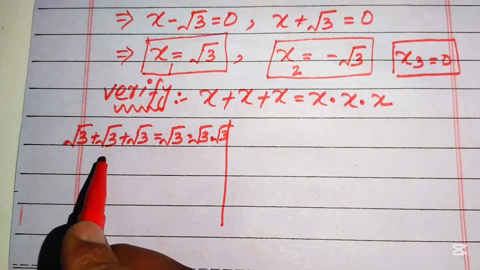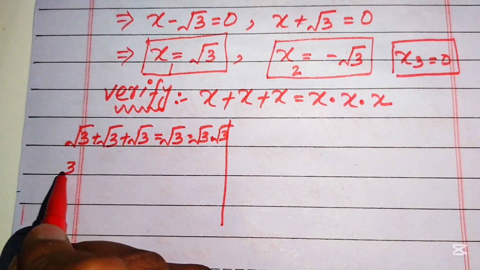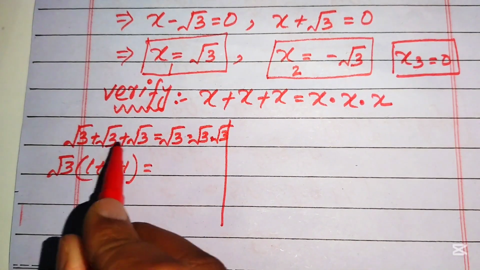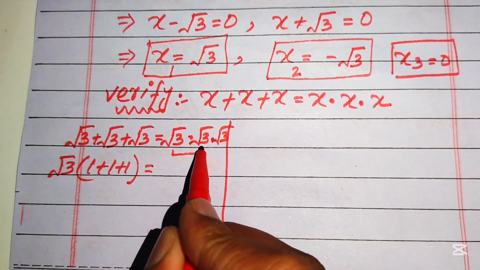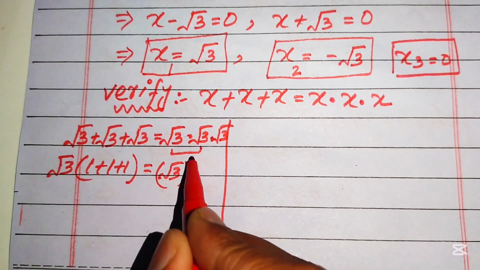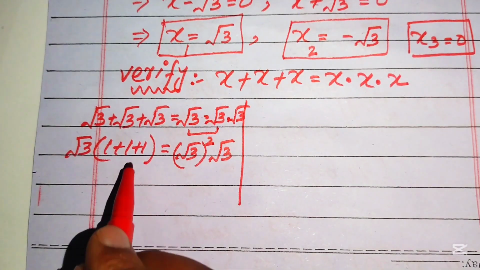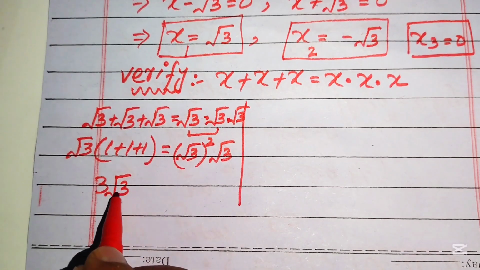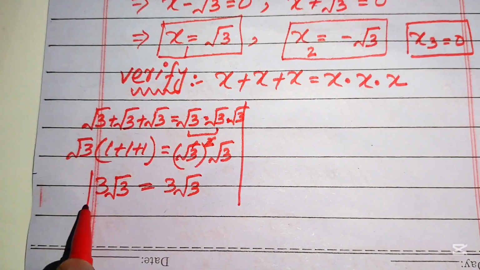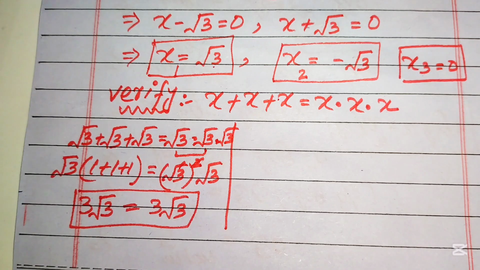On the left hand side, square root of 3 is added 3 times. We write it as square root of 3 into 1 plus 1 plus 1. On the right hand side, if we multiply two square roots of 3, it will be written as square root of 3 whole squared, which is 3, so we get 3 times square root of 3. The square and square root are gone, and you get 3 times square root of 3 on both sides. This shows that the first root satisfies the given equation.